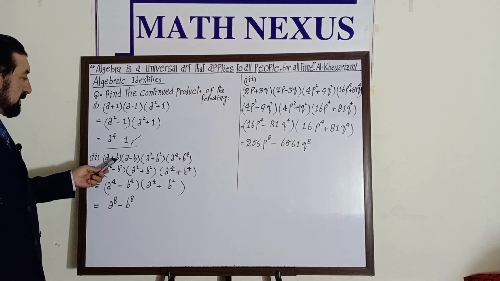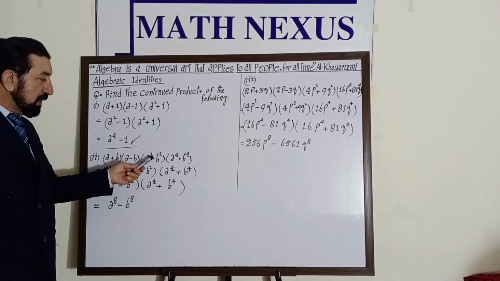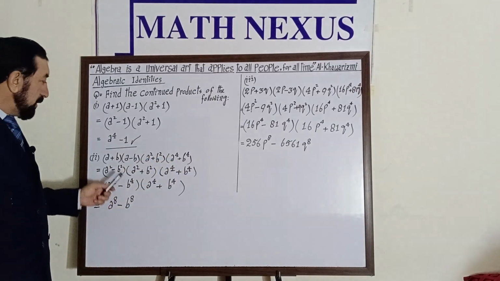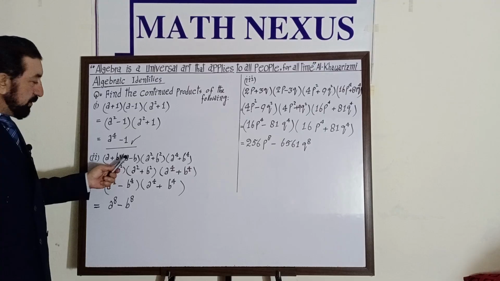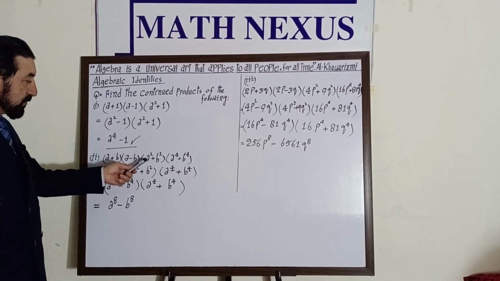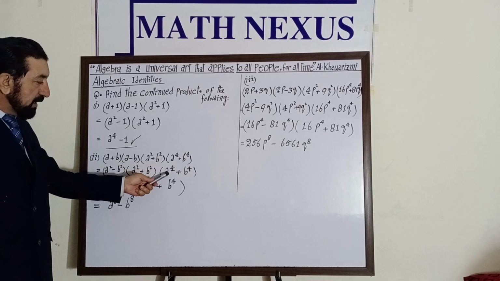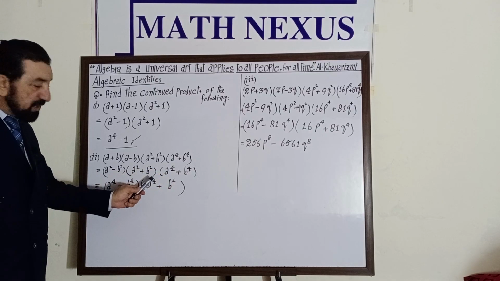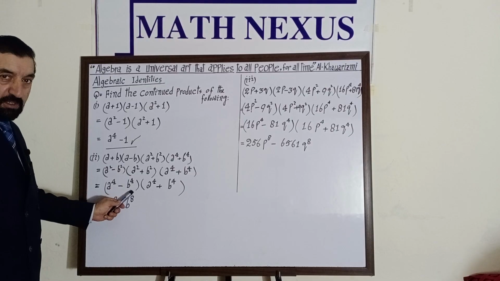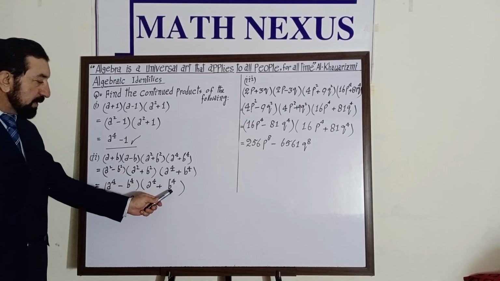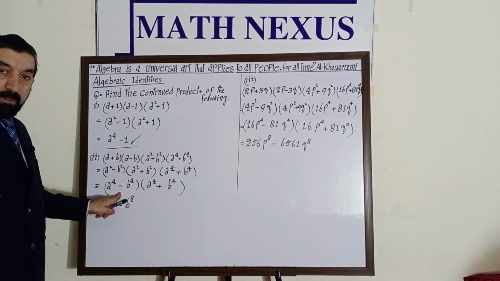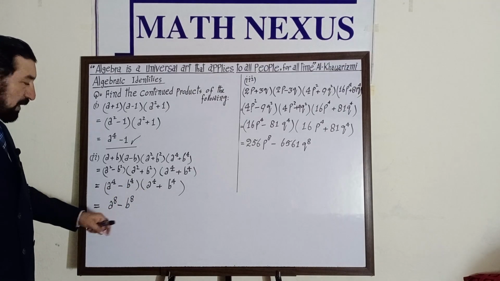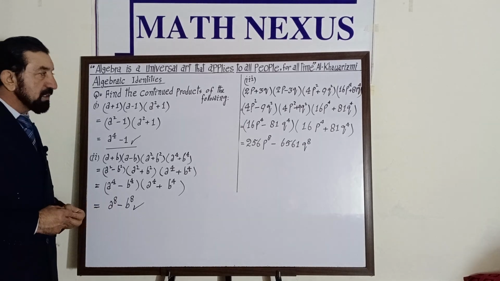Second, a plus b into a minus b into a square plus b square into a power 4 plus b power 4. A plus b into a minus b, we can write a square minus b square. Now a square plus b square and a power 4 plus b power 4. A square minus b square into a square plus b square, we can write a power 4 minus b power 4 into a power 4 plus b power 4. This is a minus b, this is a plus b. We can write again a power 8 minus b power 8. This is the answer of the question.